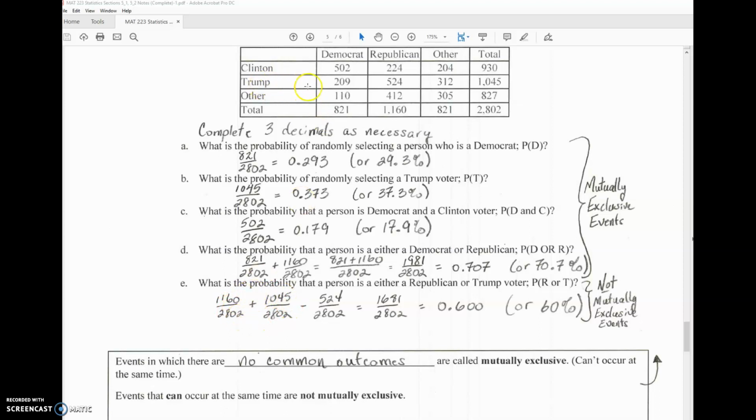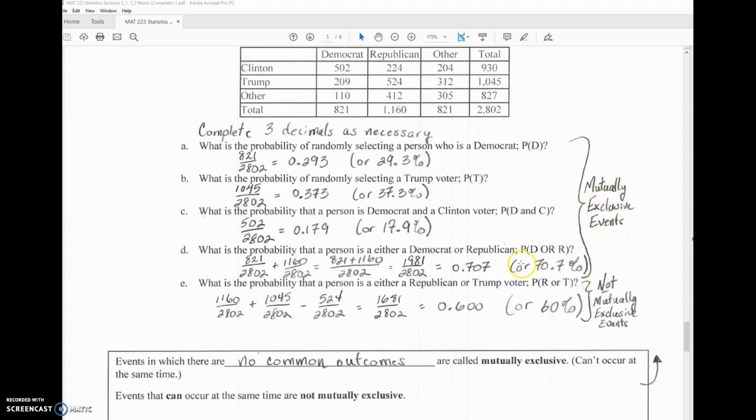But notice, by counting this row and this column, I've counted where they intersect twice. I've counted this 524 twice, and I should only count it once. So I have to subtract that out one time: minus 524 out of 2,802. In total, that's 1,681 out of 2,802, which is 0.600, or 60%.